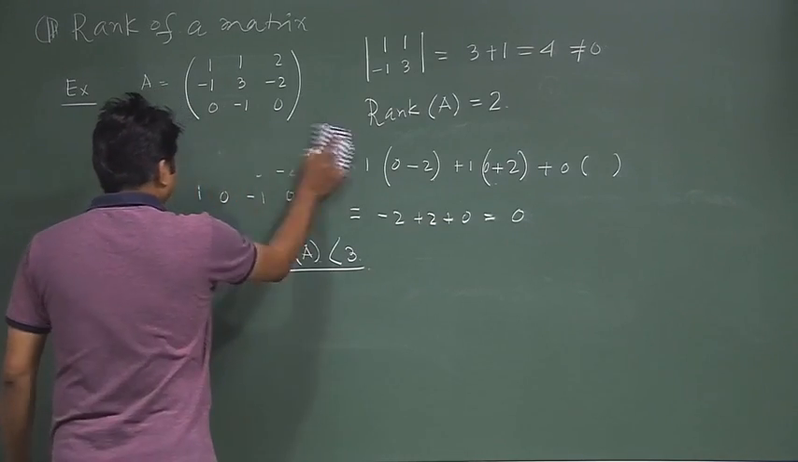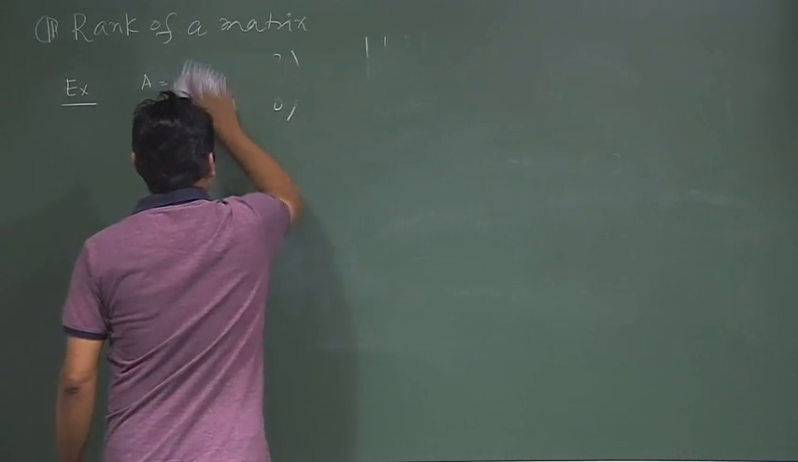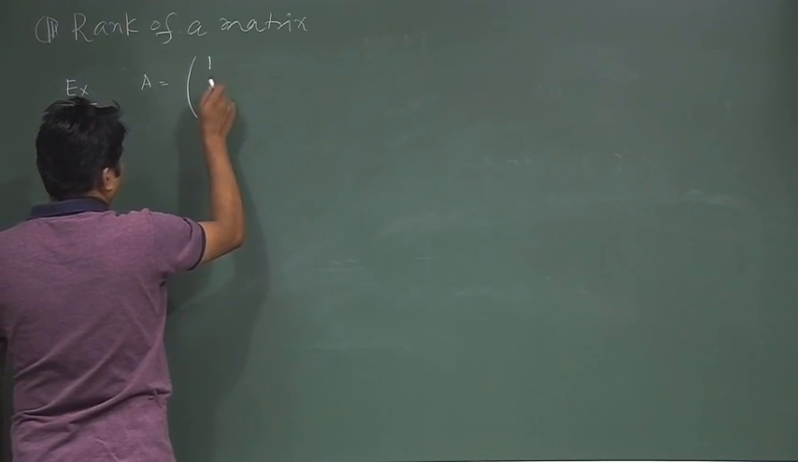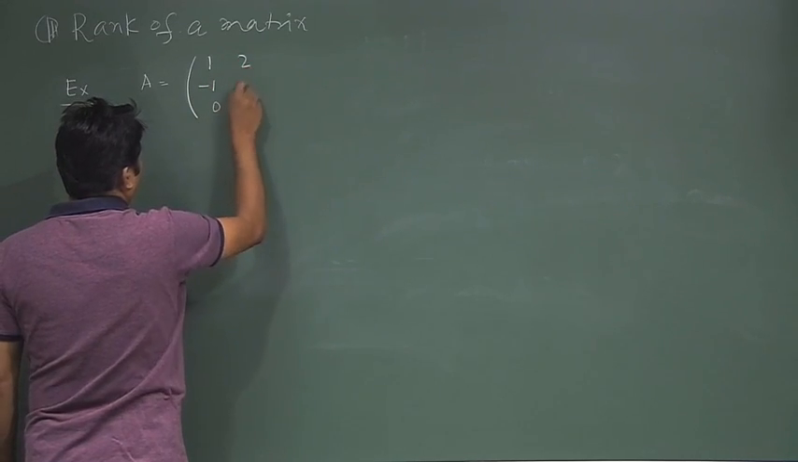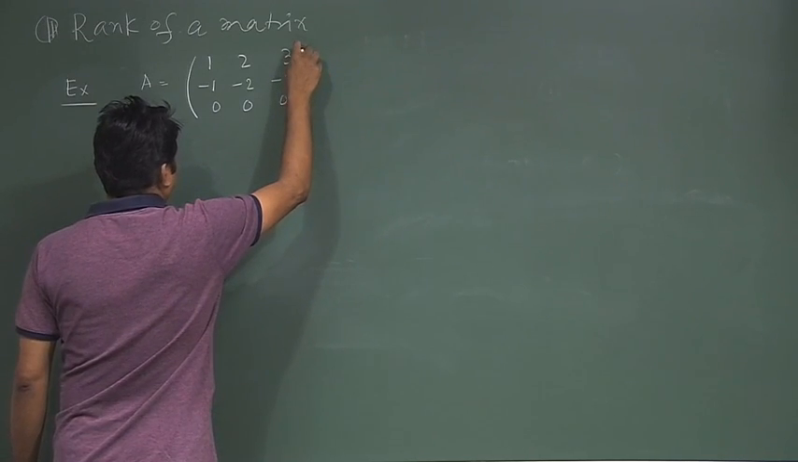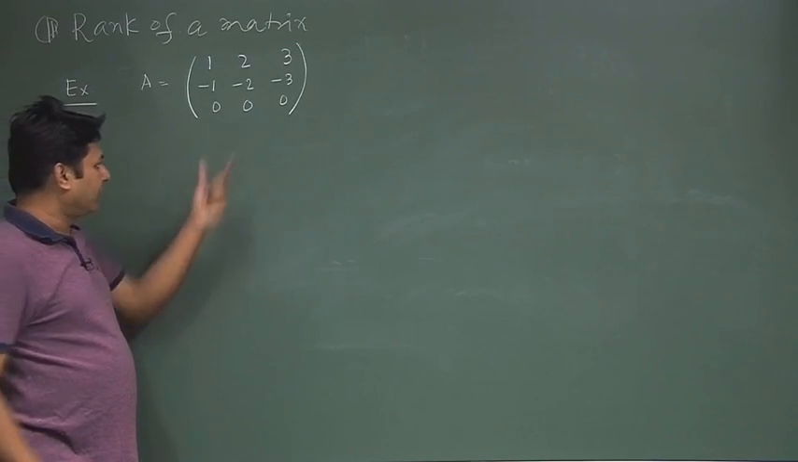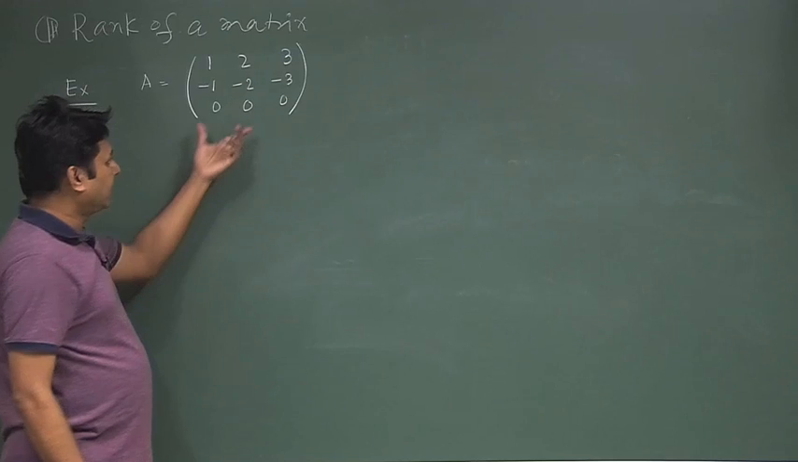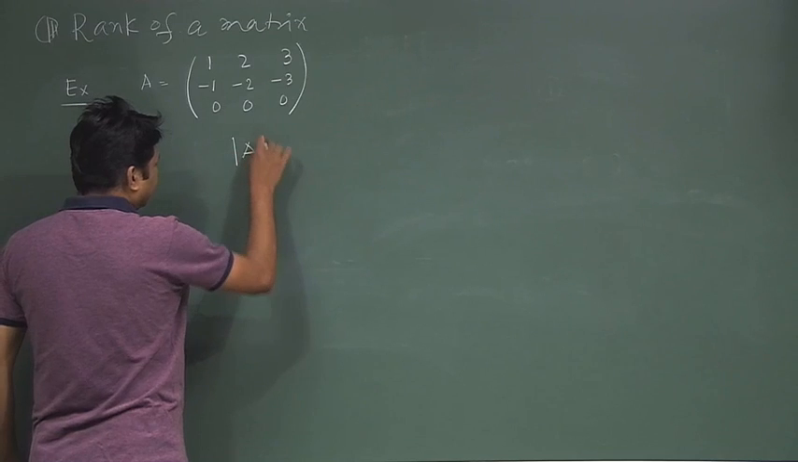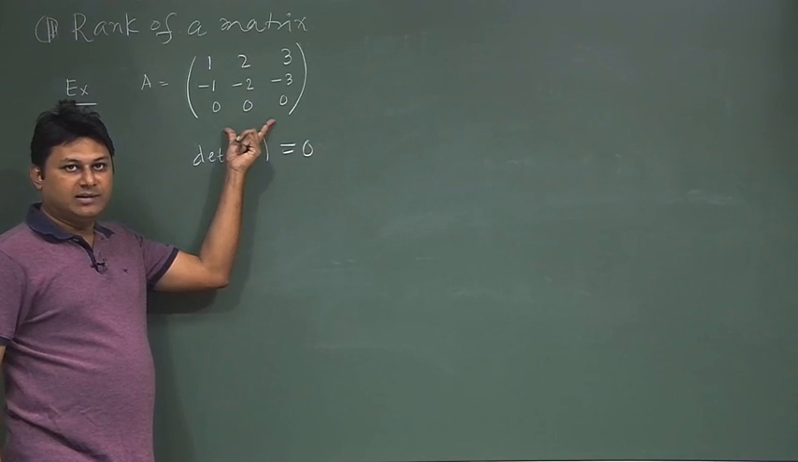Okay, let me take another example. Say 1 minus 1 0, 2 minus 2 0, and 3 minus 3 0. If I take this matrix, what happens? First the determinant. I can readily understand that the determinant is going to vanish, because of this column. So, the determinant of this matrix is 0, that means the rank of this matrix should be less than 3, that is for sure.